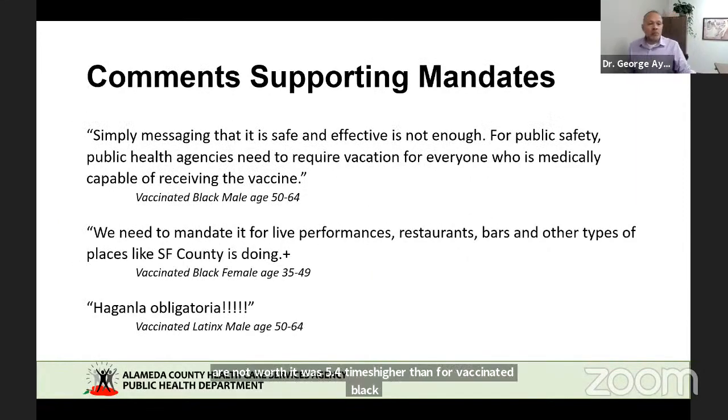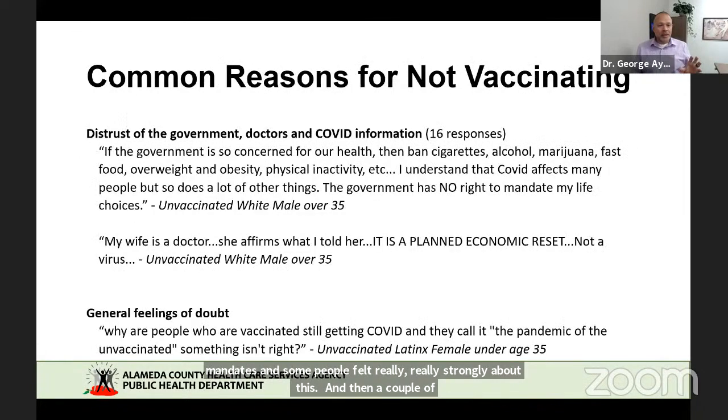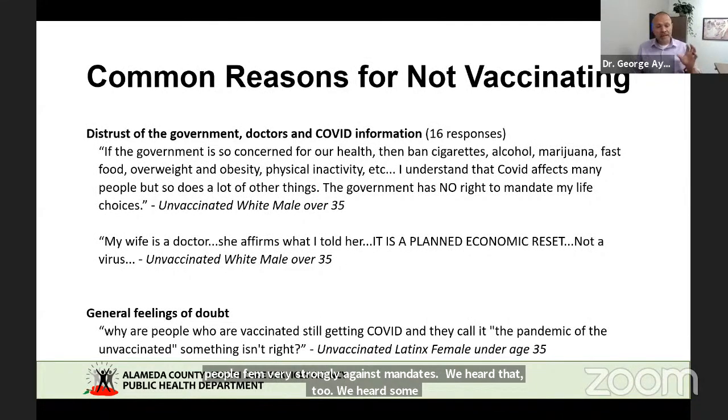If I had time, I would spend more time talking to you about what respondents told us. We gave people an opportunity to write in comments, and they did. We had respondents sharing quite a bit with us. Some of them had to do with supporting mandates, and some people felt really, really strongly about this. And then a couple of people felt very strongly against mandates, and we heard that too. We heard some common reasons for not getting vaccinated or becoming vaccinated.